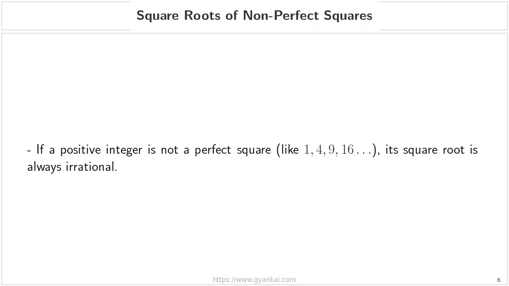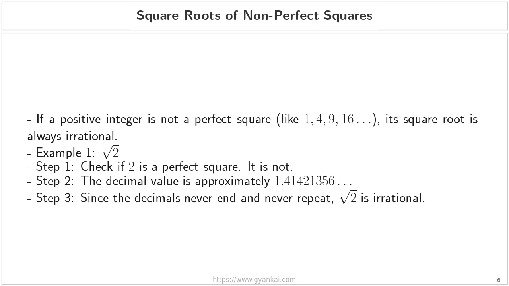Let's walk through two examples to see this in action. First, let's look at the square root of 2. To identify if this is irrational, we follow 3 simple steps. Step 1, we check if 2 is a perfect square. Since there is no whole number that, when multiplied by itself, equals 2, we can conclude it is not a perfect square. Step 2, if we look at its decimal value, we see it is approximately 1.4142136, and so on. Step 3, because these decimals never end and never settle into a repeating pattern, we can confirm that the square root of 2 is indeed irrational.